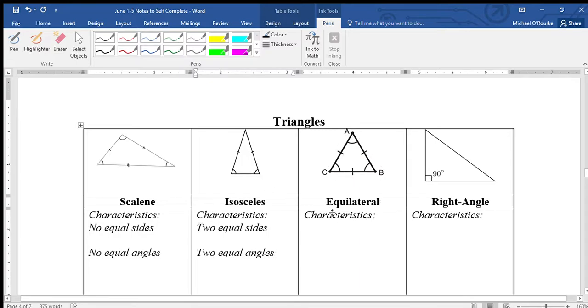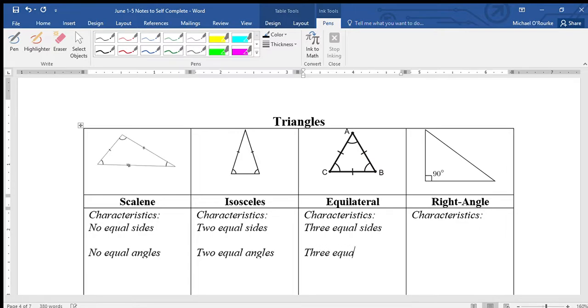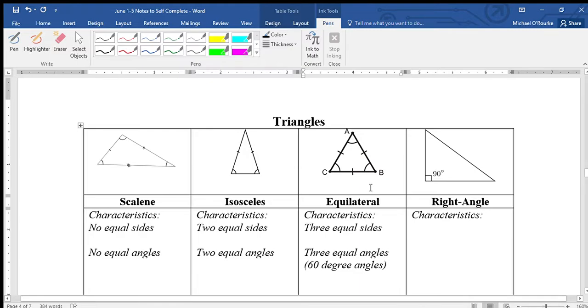Now, an equilateral triangle has 3 equal sides. And because it has 3 equal sides, it's also going to have 3 equal angles. Therefore, the angles are going to be 60-degree angles. Right? As we'll learn in a couple minutes, triangles come out to 180 degrees. 180 divided by 3 is 60.